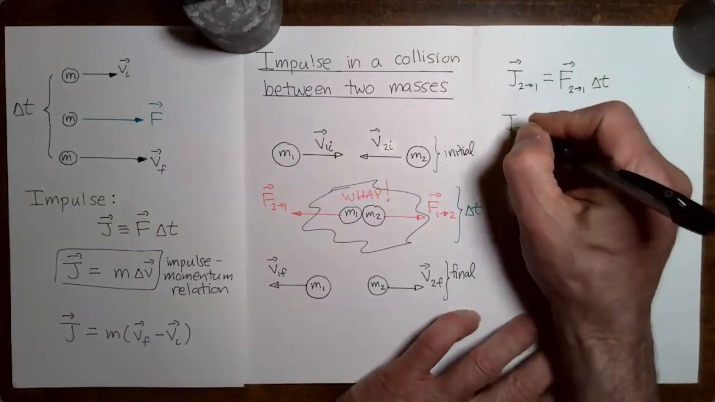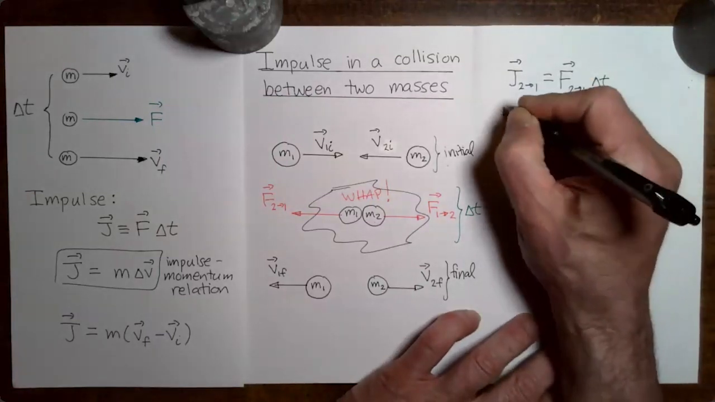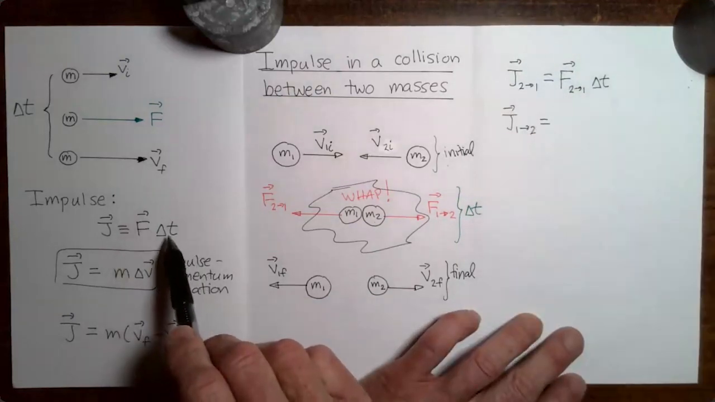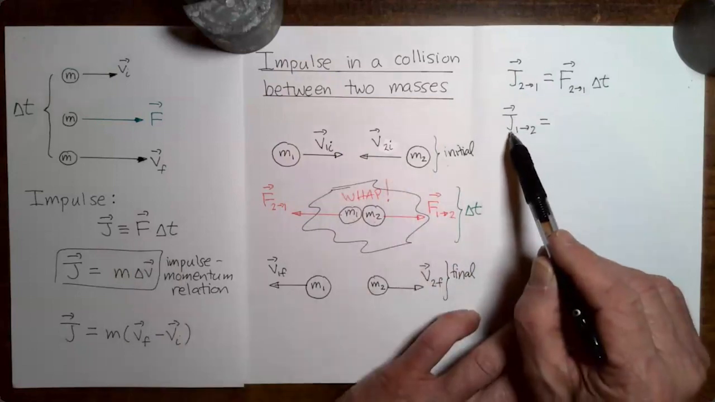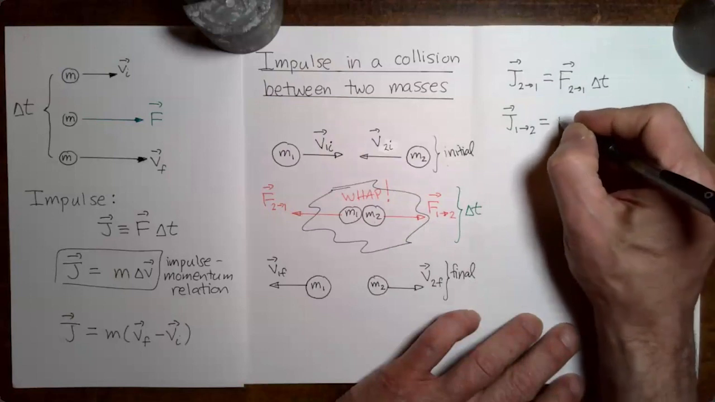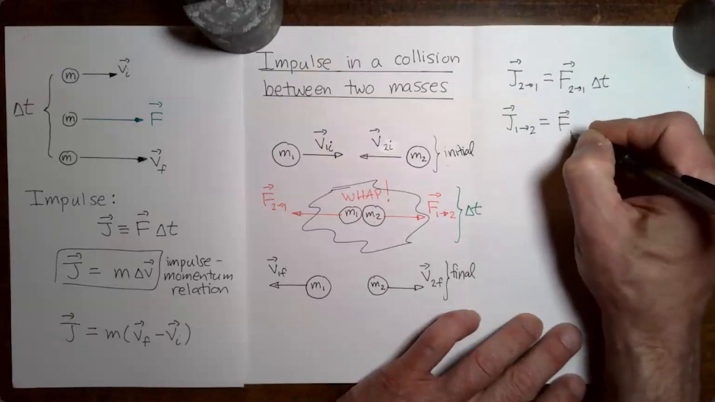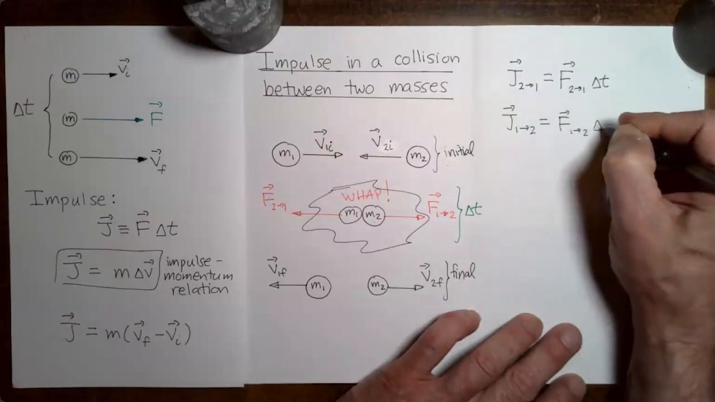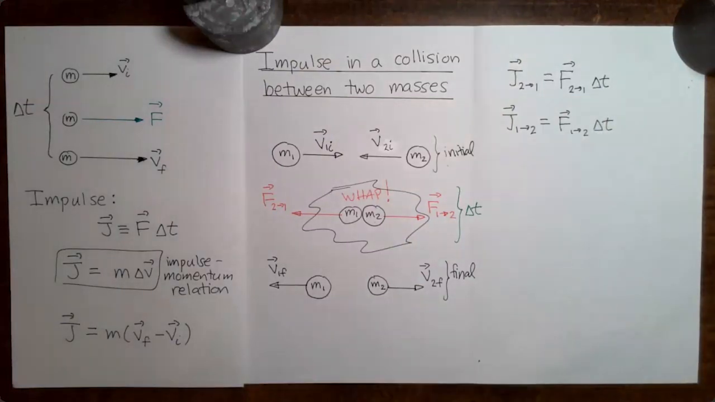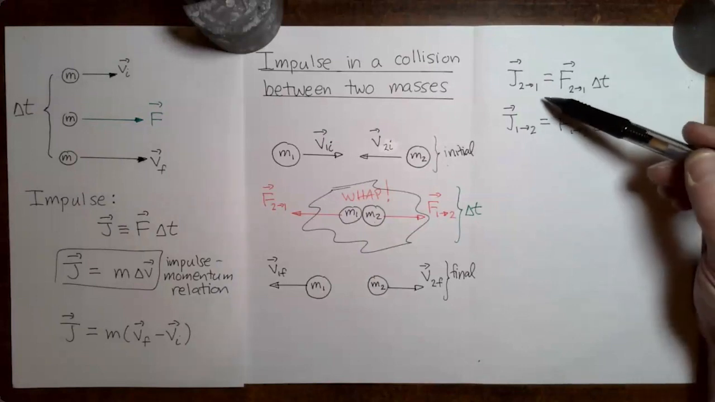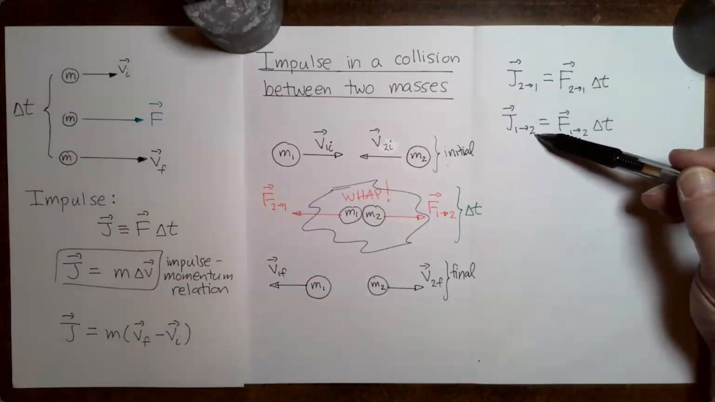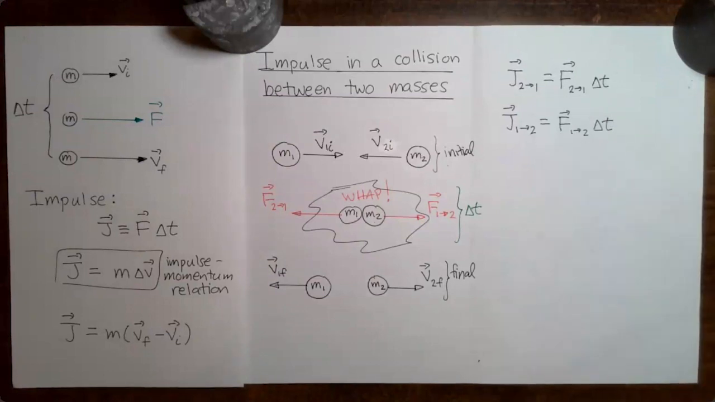We can also ask, what is the impulse that mass 1 gives to mass 2? Again, using the definition of impulse, we can say that the impulse 1 gives to 2 is equal to the force that 1 exerts on 2 multiplied by the time for which the force acts. What we would like to do now is find a relation between the impulse 2 gives to 1 and the impulse 1 gives to 2.